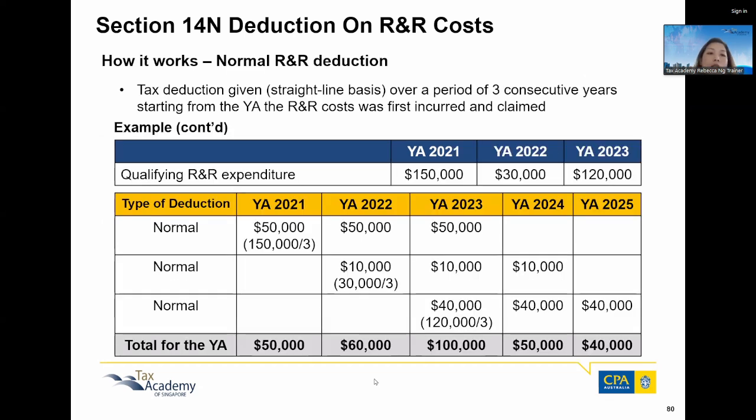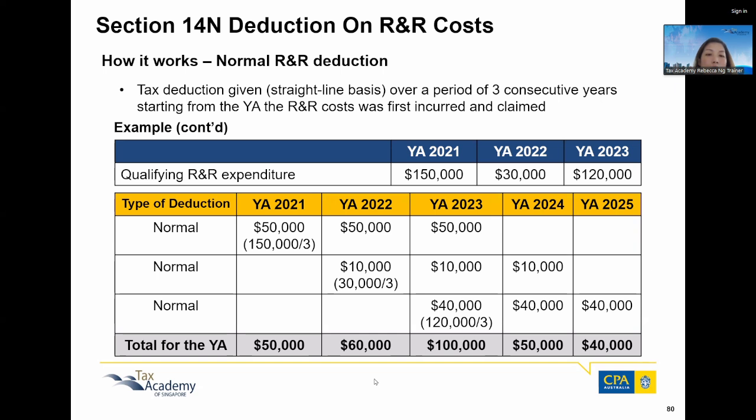Okay, so under section 14N, the deduction on R&R costs, how it works under the normal renovation and refurbishment deduction. Usually the deduction is over a period of 3 years. So what do I mean by deduction? Just now I emphasized the word qualifying R&R expenditure.